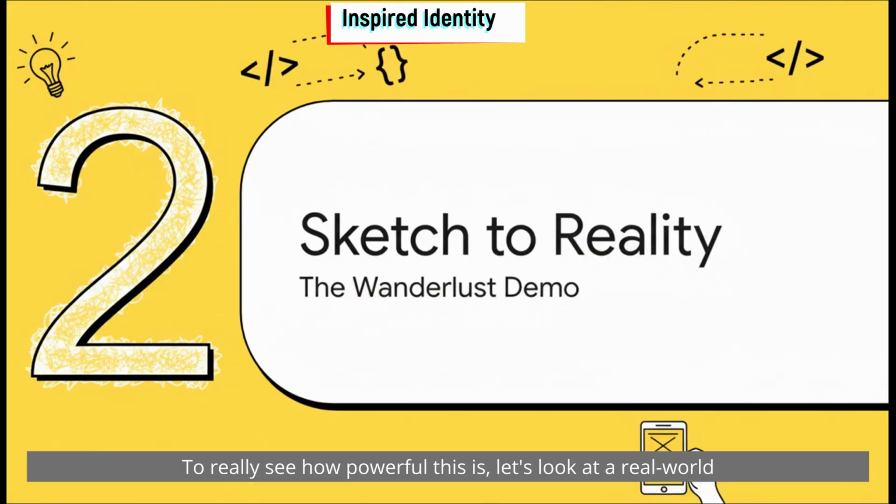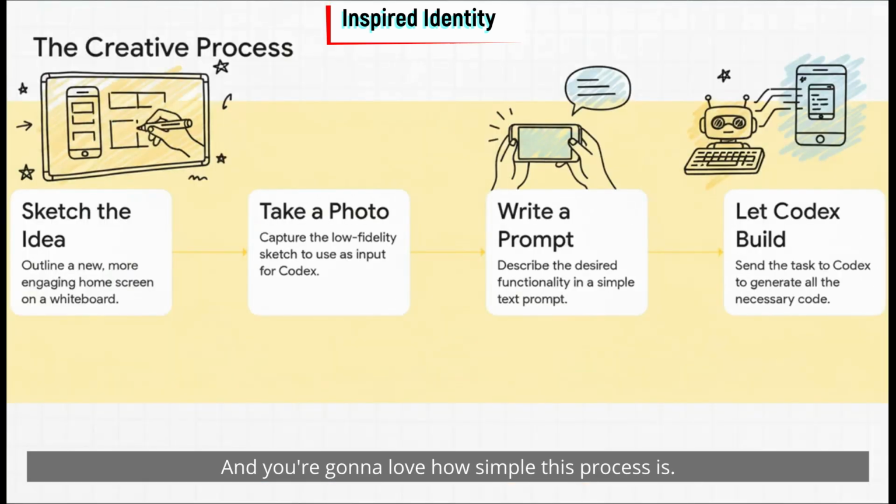To really see how powerful this is, let's look at a real-world example. The team at OpenAI took this travel app they built, called Wanderlust, and decided to give it a major redesign using this new tech. And you're going to love how simple this process is. Seriously. Step 1. They just sketched their idea for a new home screen on a whiteboard. Nothing fancy. Then, they took a photo, wrote a really simple prompt telling Codex what to do, and that was it. They just let Codex handle the rest.